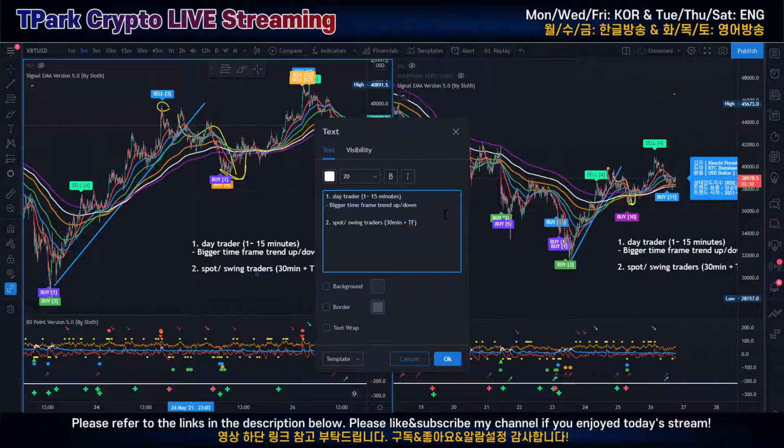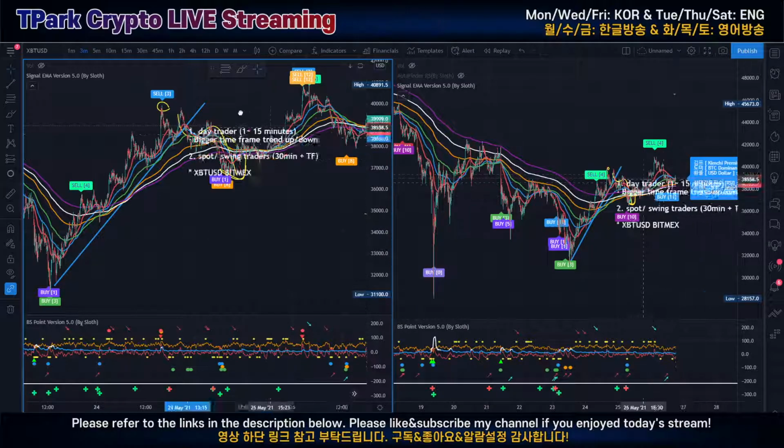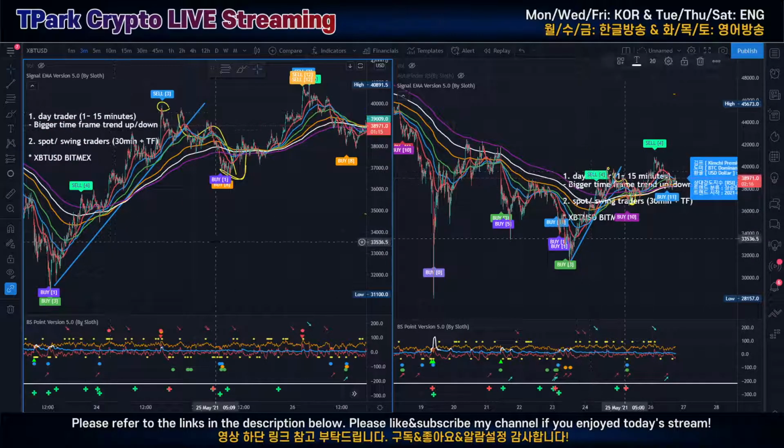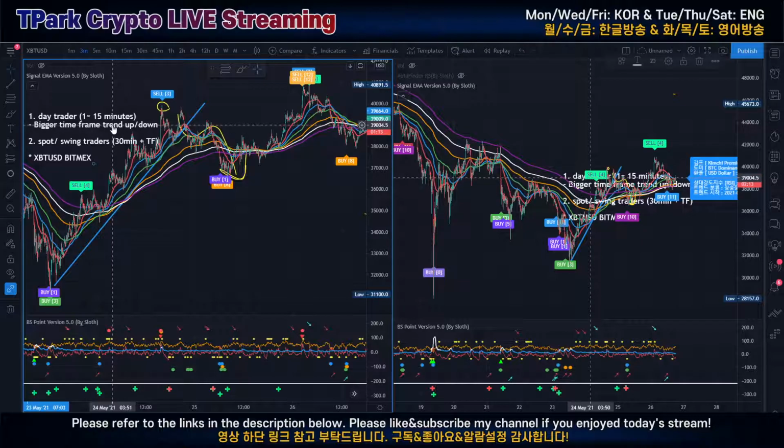Another important thing that you have to know for Bitcoin traders: you have to use XBT USD. It's a BitMEX chart. Yes, this is very important, so please make sure you know this one.